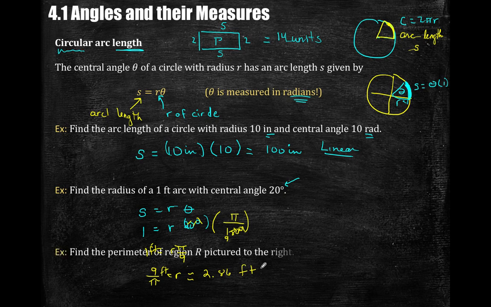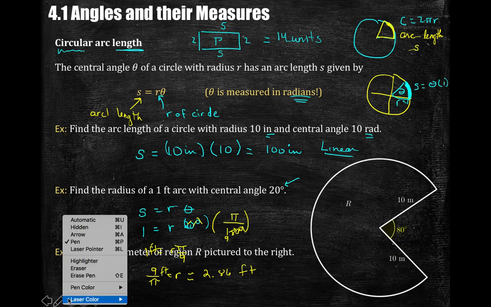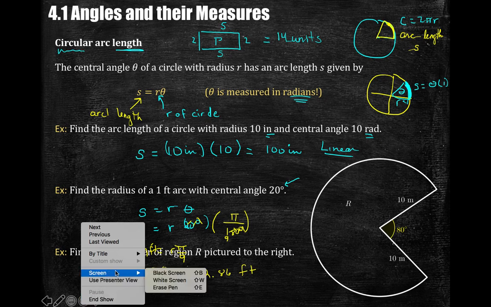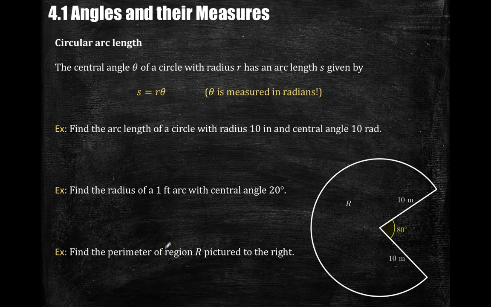How about this one? Find the perimeter of the region R pictured to the right. So here's R. It's this whole region, which used to be a circle, but part of it got cut out. Perimeter is the length, right? It's a linear unit. So I want to know the length of this circle if I were able to lay it out straight and measure it.